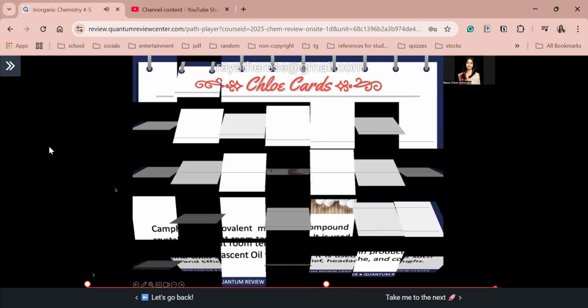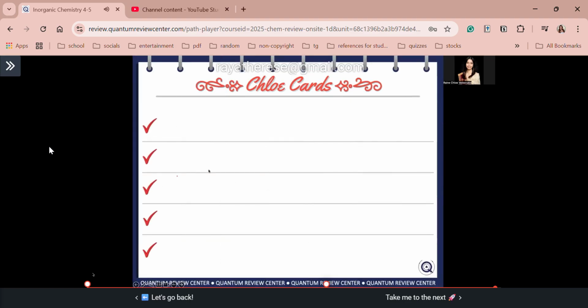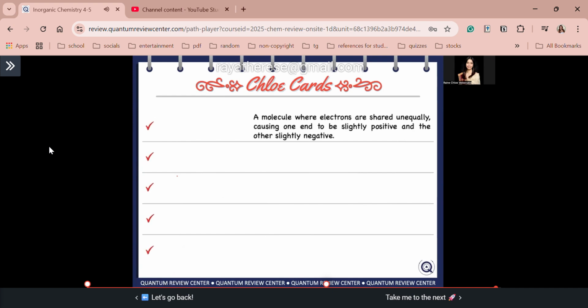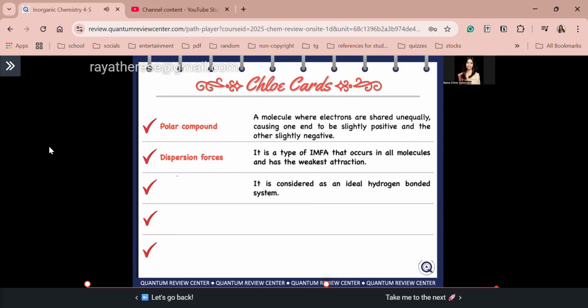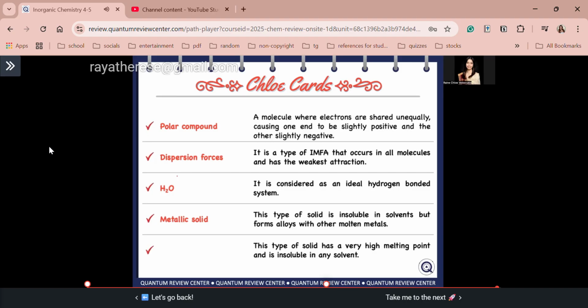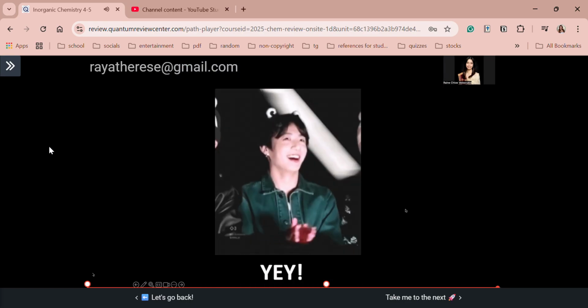Ayan, patapos na tayo, guys. Time for our pamasko Chloe cards, okay? So, answer. A molecule where electrons are shared unequally, causing one end to be slightly positive and the other slightly negative. Ano yun, guys? Tama, polar compound. Next, it is a type of IMFA that occurs in all molecules and has the weakest attraction. Yes, dispersion forces. It is considered as an ideal hydrogen bonded system. Water. Next, this type of solid is insoluble in solvents but forms alloys with other molten metals. Metallic solid. Next, this type of solid has a very high melting point and is insoluble in any solvent. Covalent network solid. Yay, we are done with Crash Course 5.